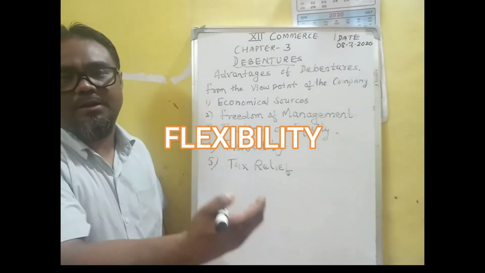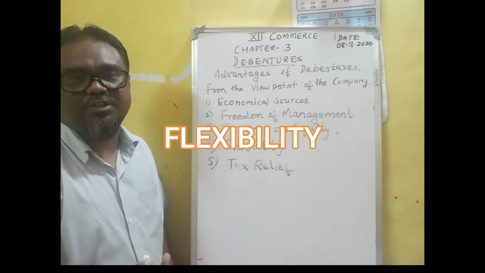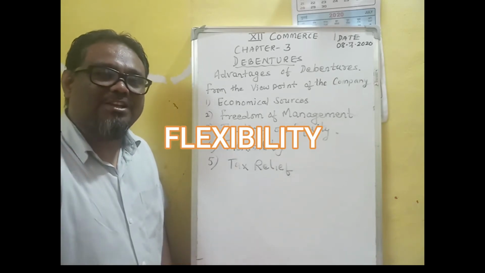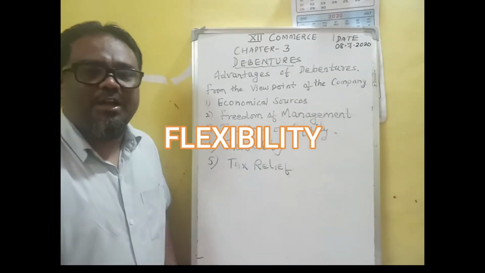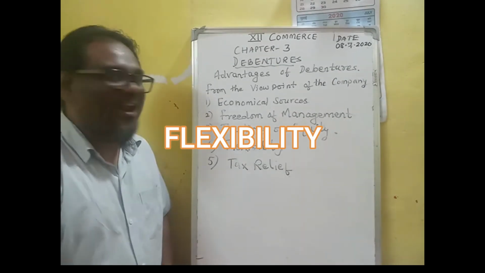When the company needs additional capital, the company will issue debentures. When the company finds that there is additional excess capital, the company will refund the money, redeem the money, repay the money of the debenture holder. So this is known as flexibility.